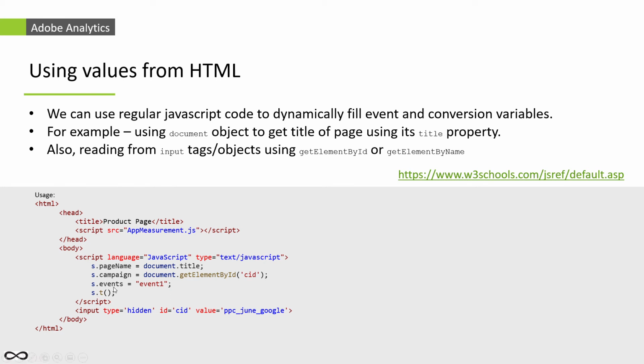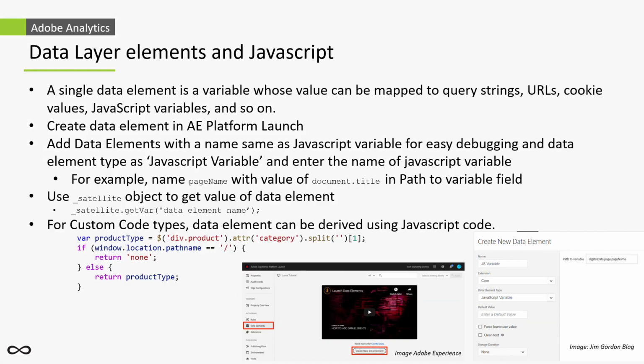I have given a reference where you can go to the multiple JavaScript notations and objects as well, just to see how we can utilize more from JavaScript, and how we can implement JavaScript and extend more functionality within Adobe Analytics. Next is the data layer elements.